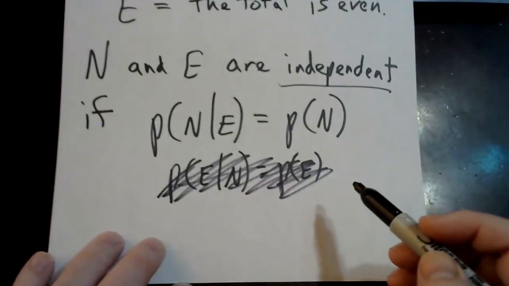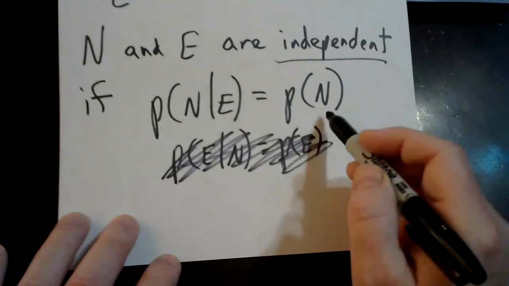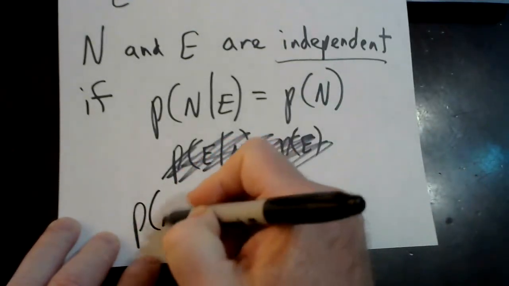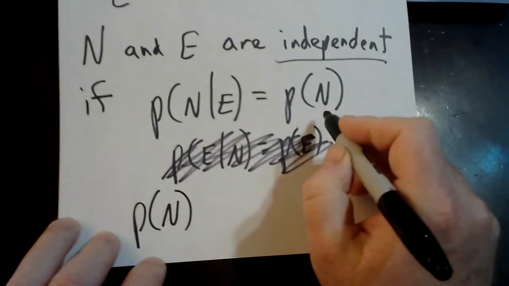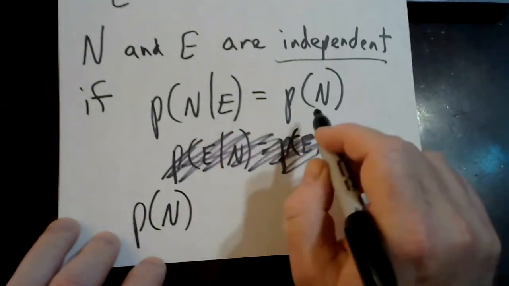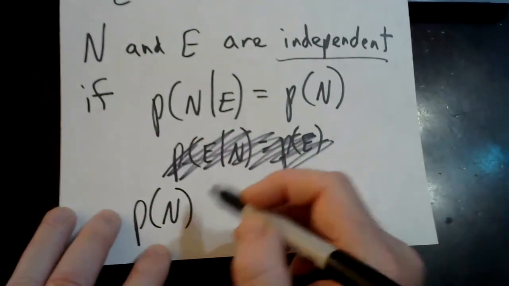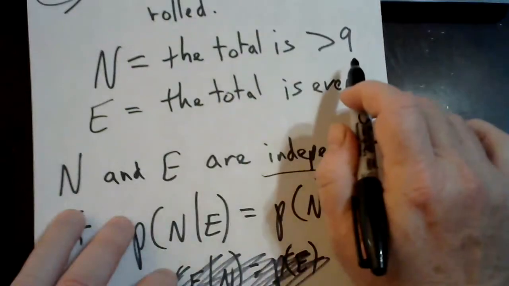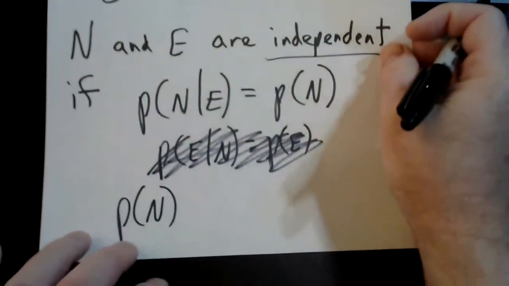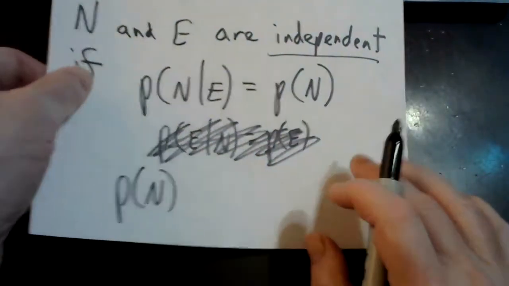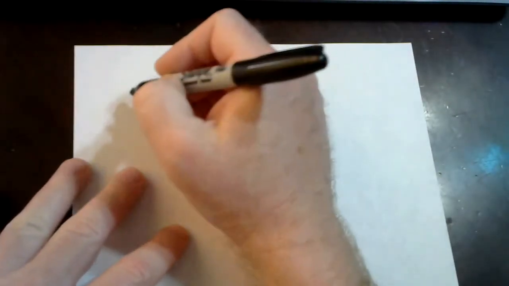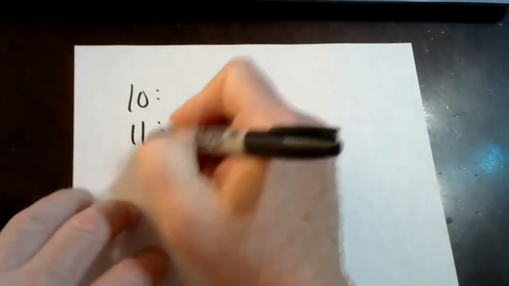All right. So let's start with the easy one. Let's find the probability of N. So if these two things are the same, then they are independent. If they're different, then they are dependent. But what is the probability that the total is greater than 9? Okay, well, let's see. If we're trying to calculate the probability that the sum is greater than 9, well, greater than 9 means it has to be 10, 11, or 12. All right?